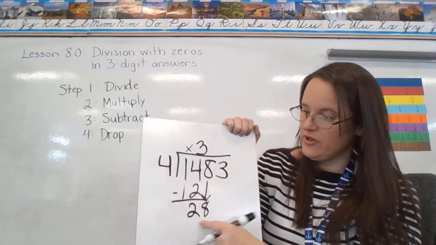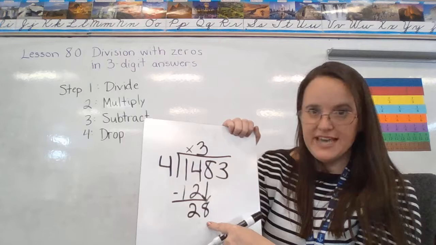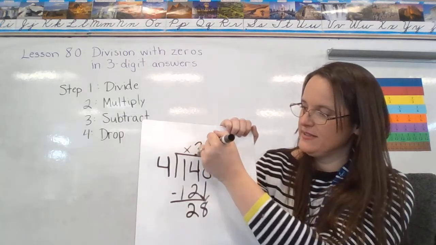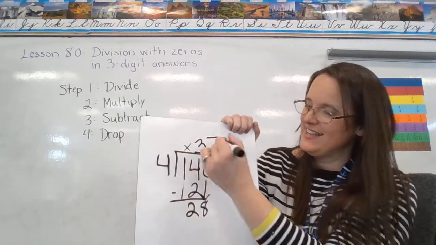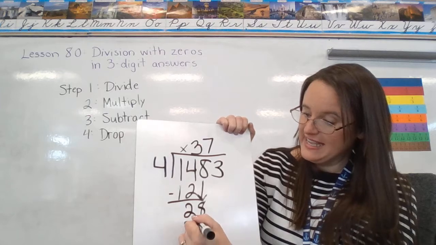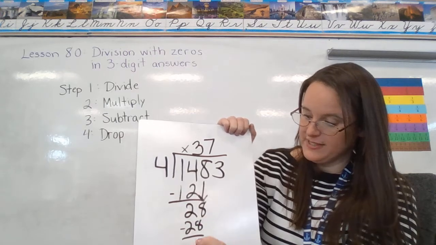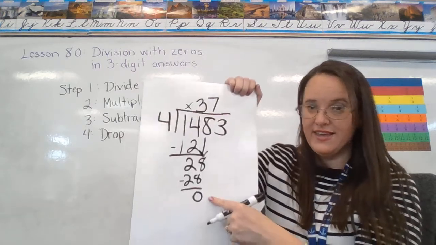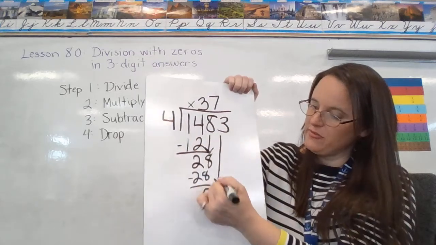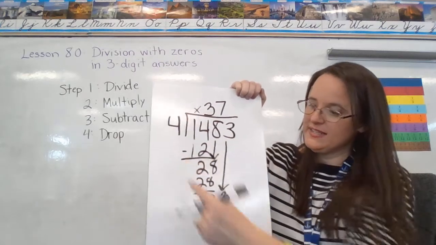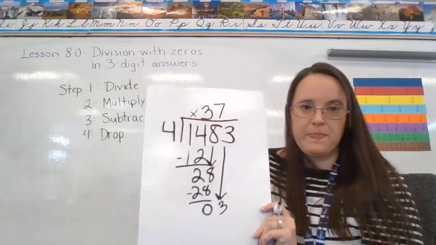Does 4 go into 28? Yes. How many times? 7. 7 times 4 is 28. So when we subtract, we get nothing. And we drop our 3. Does 4 go into 3?